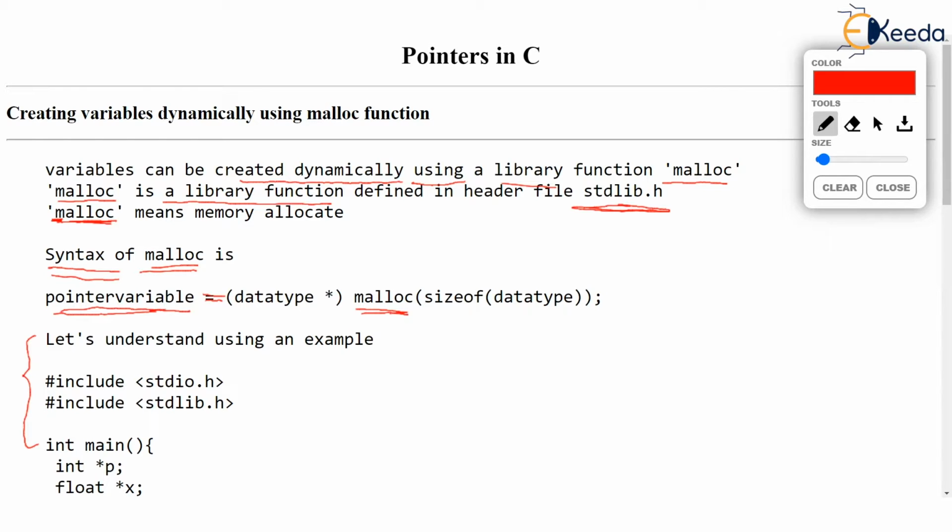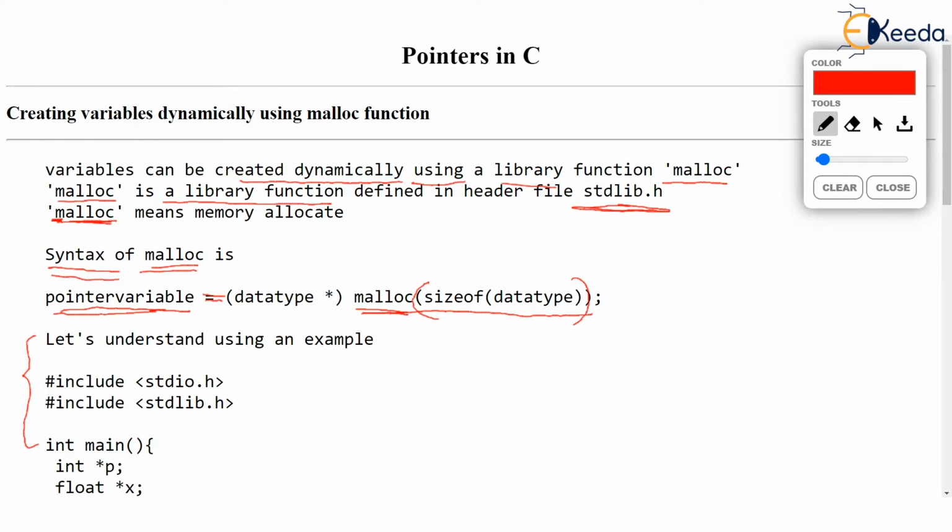Left hand side is a pointer variable and right hand side is a call to malloc function. Note that this is where we are calling malloc function. As malloc is a function, it will definitely be followed by brackets because it is a function call, and in the brackets we just write how much memory we need to allocate.